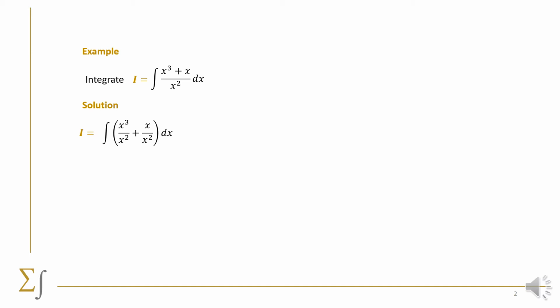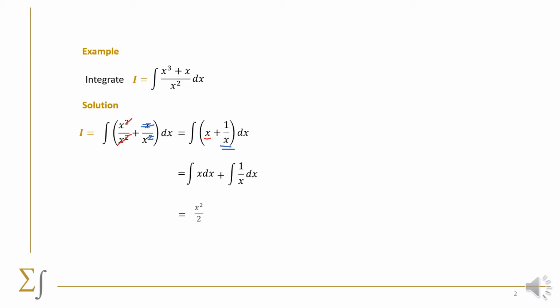And this is the integral we will be integrating term by term. But of course, we can see that there are some simplifications and cancellations we can do. The x cubed cancels with the x squared. So here we have x cubed over x squared is x, and x over x squared is 1 over x. And we go integrating term by term: the integral of x dx plus the integral of 1 over x dx.